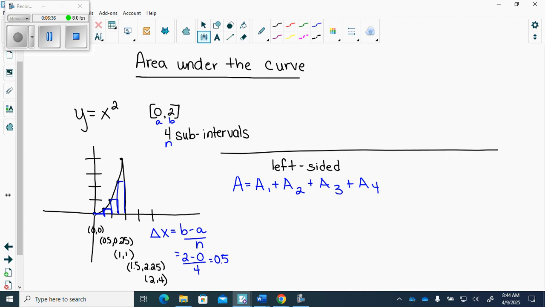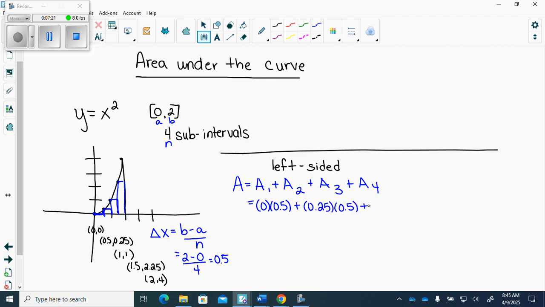All right. So what's the height of the first rectangle? Or the length? No, that's your question. It is 0. And what is the width? 0.5. So we're going to get 0 times 0.5. That's area 1. Plus, what's area 2? What's my height? 0.25. It's right down here. 0.25. And what's my width? 0.5.